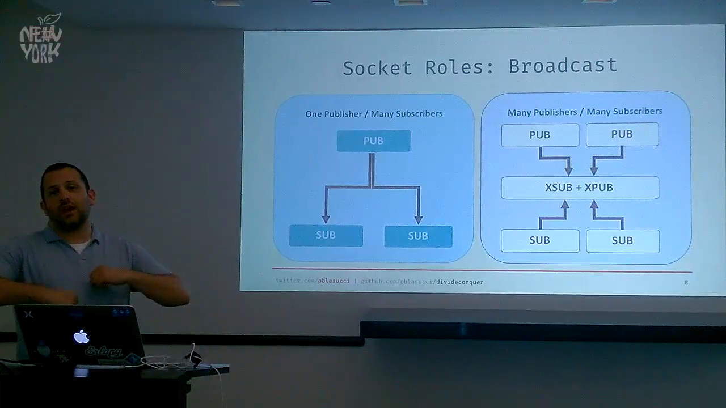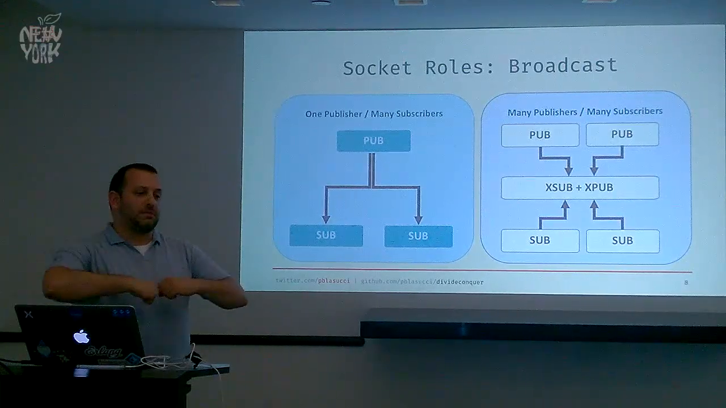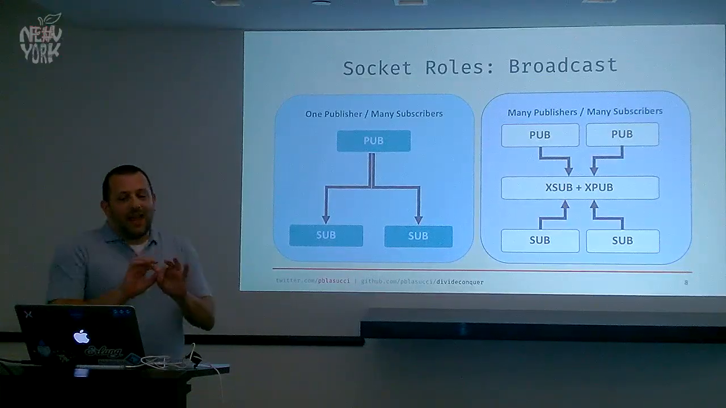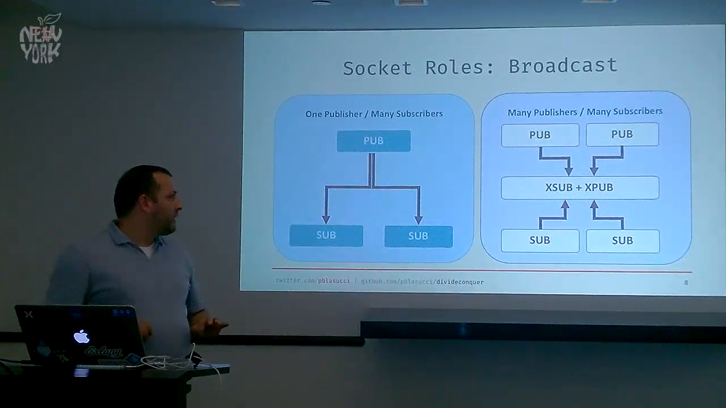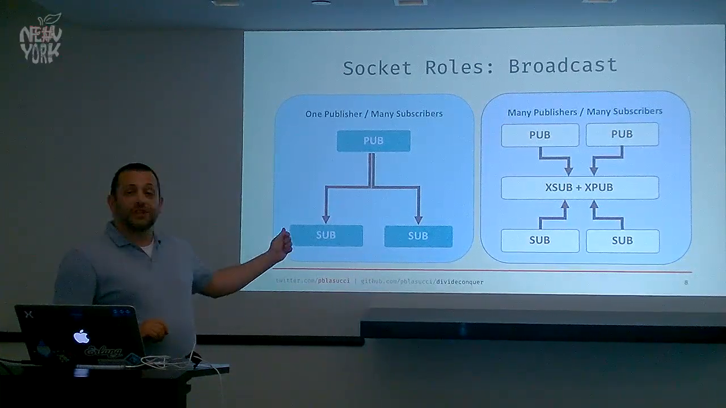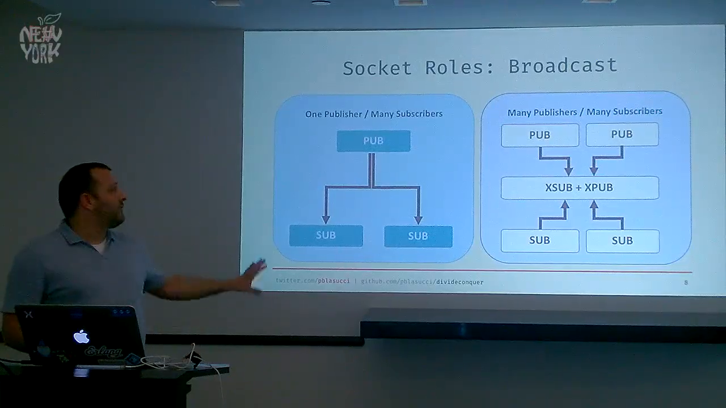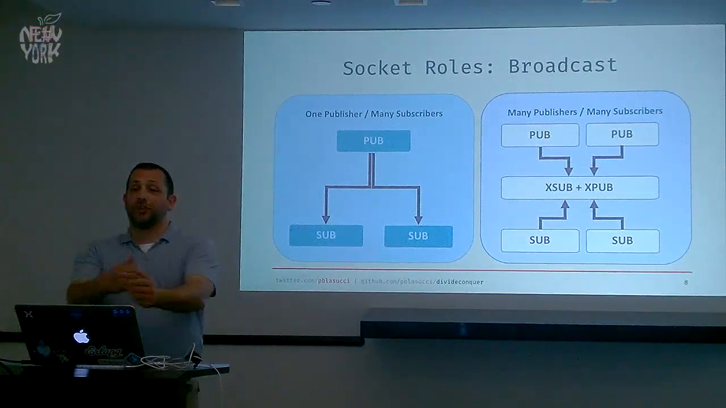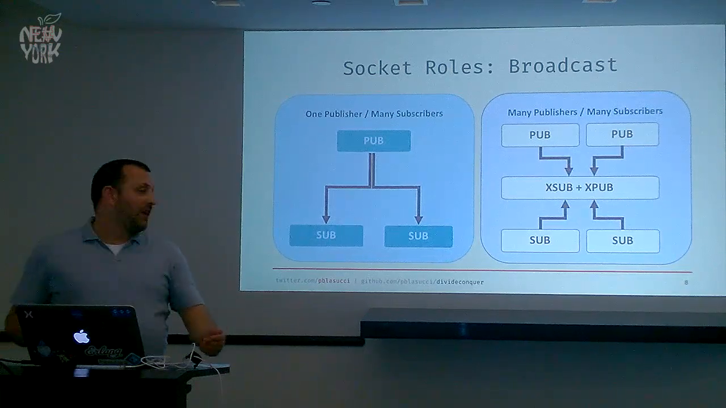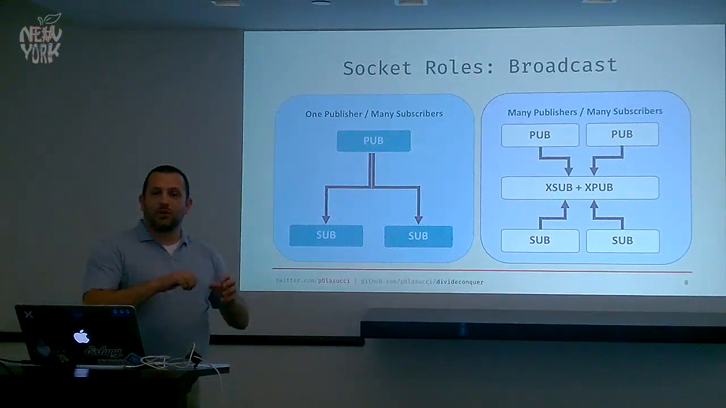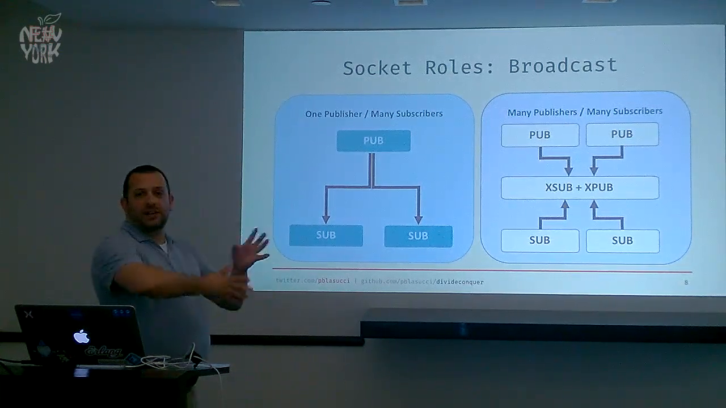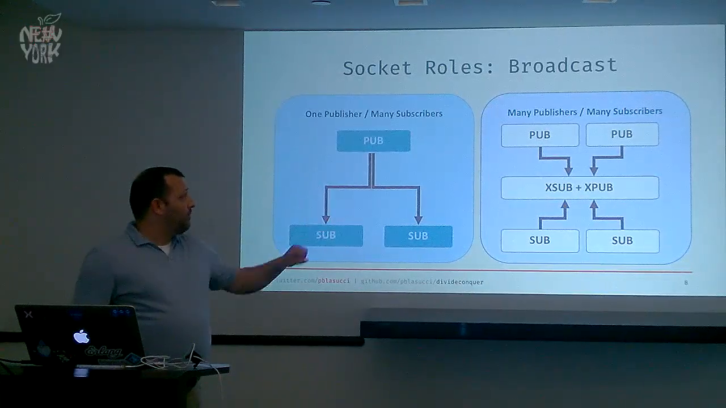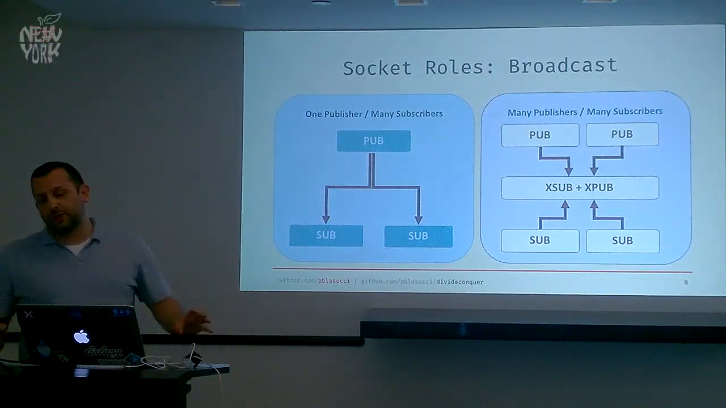And in the same way that router and dealer make synchronous things asynchronous, XPub and XSub add a tiny little extra layer to things. They forward the subscriptions effectively. Because if you have multiple publishers and multiple subscribers, your publishers need to know what the subscribers' subscriptions are. And so XPub and XSub, you glue them together, stick them in the middle, and that takes care of making a many-to-many connection.